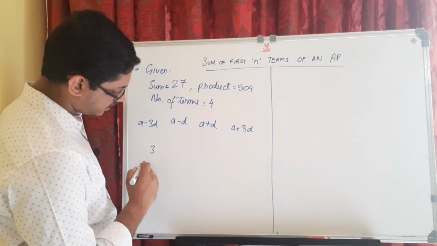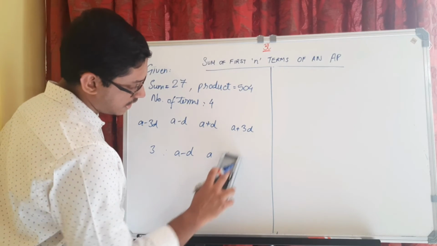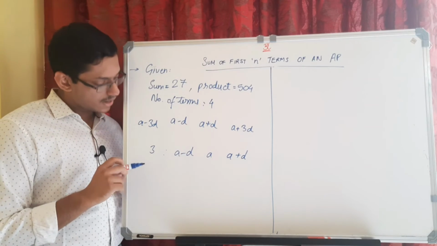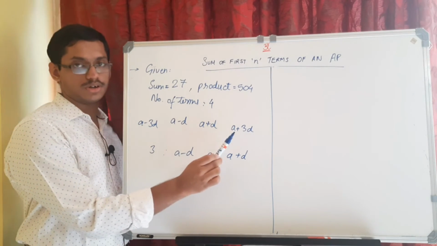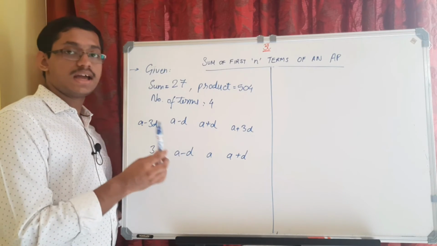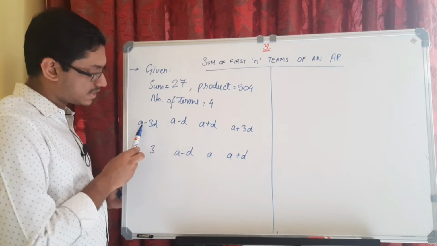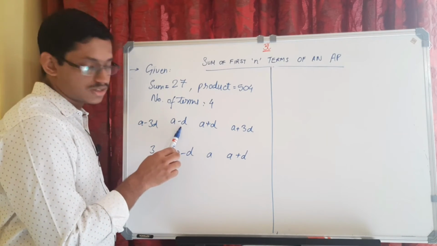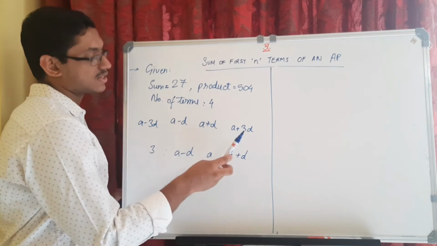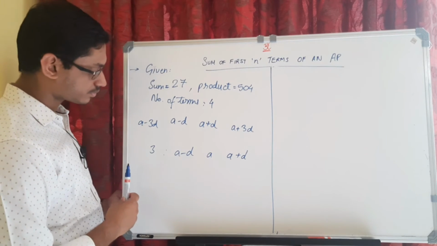See what similarity you can find in this 4, and if it is 3, then it is a minus d, a and a plus d. The similarity is that the difference is common. We have a common difference. How? A minus 3d and a minus d. What is the difference? 2 units. A minus 3d, then I add 2 to get a minus d. Again add 2 to get a plus d. Again add 2 to get a plus 3d. So the difference should be same.